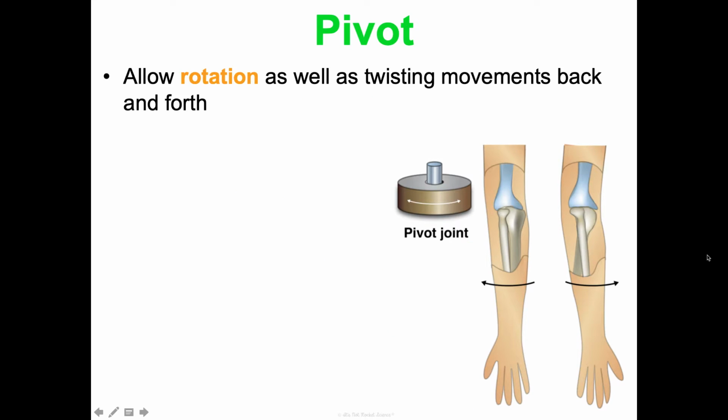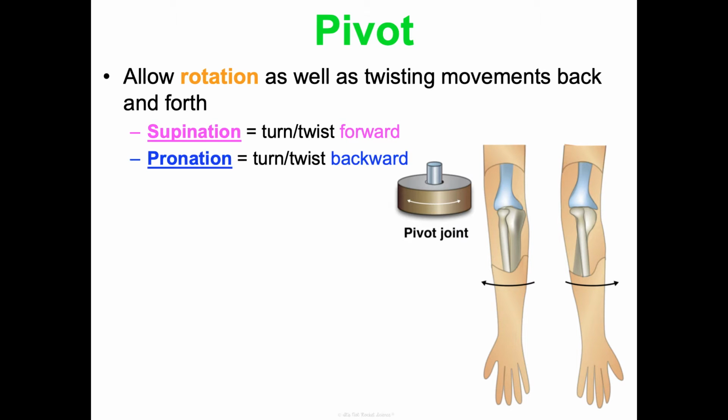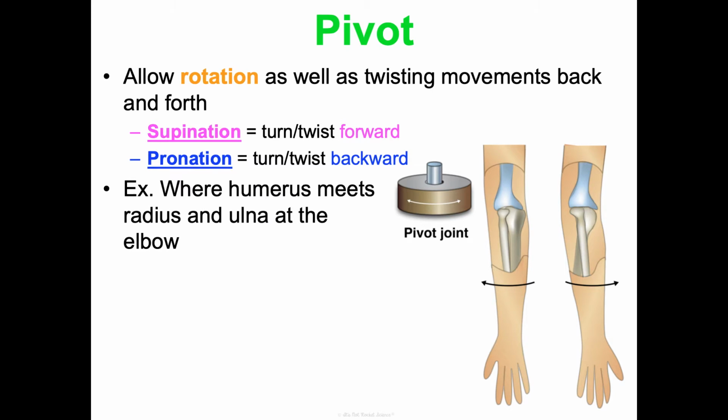Pivot joint. At a pivot joint, rotation is allowed as well as twisting movements back and forth. Those types of twisting movements are supination and pronation. So, supination, you're turning and twisting forward to face anteriorly, and then pronation, you're turning and twisting backward or to face posteriorly. An example of where this type of joint exists is where the humerus meets the radius and ulna at the elbow.